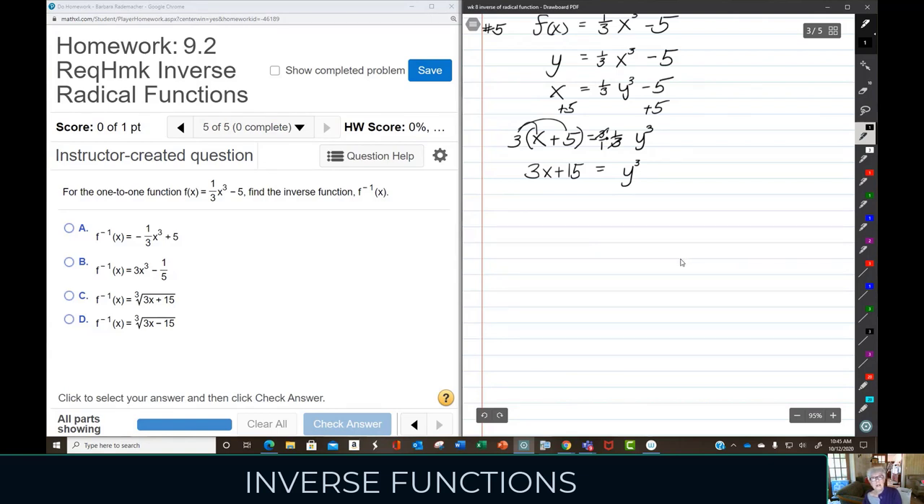Well, that's almost y, but it's not quite y, it's y to the third. I need to undo the cube power. So how do I do that? I take a cube root of both sides. This is the same thing as this. You can keep the 3 inside or outside. But when you raise a cube root to a cube power, you just get to undo the radical.